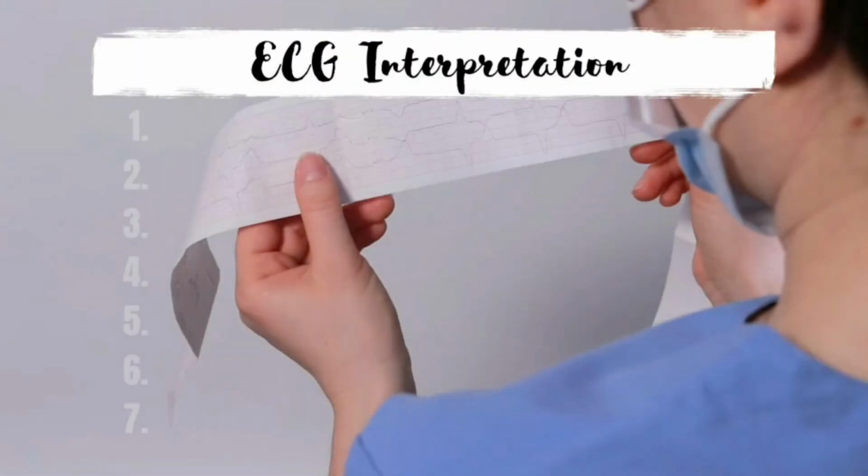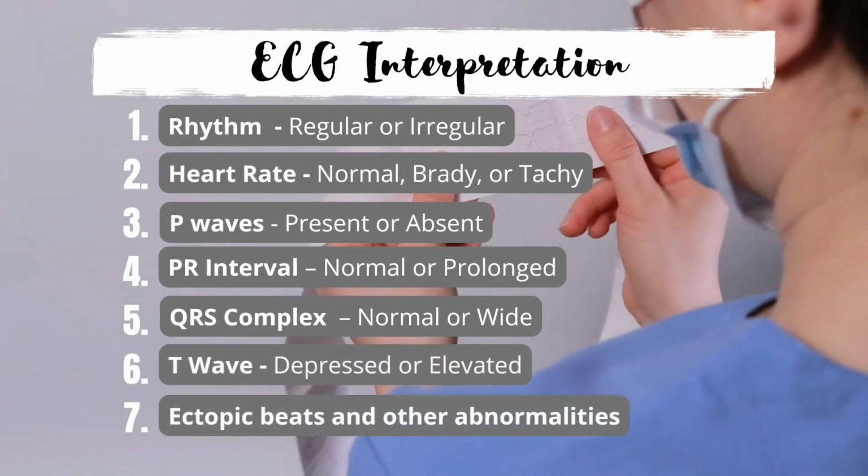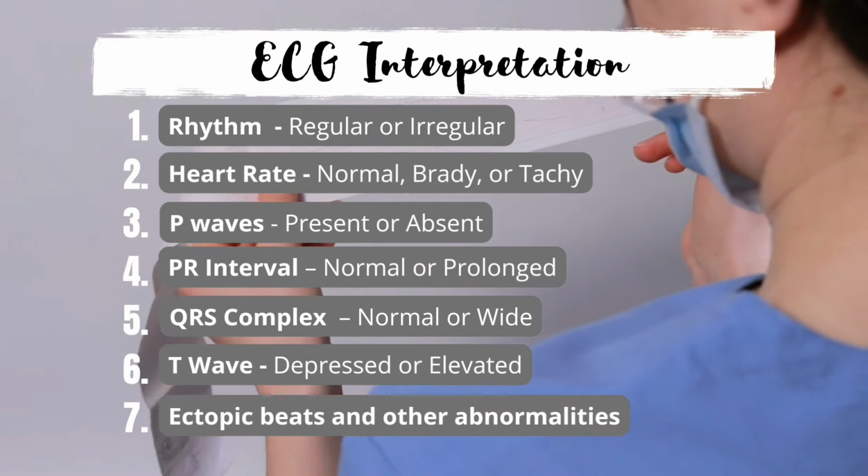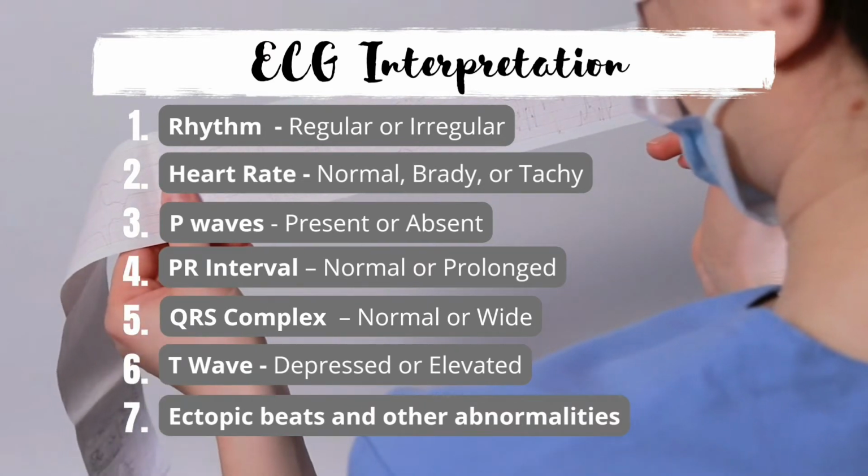Just a quick recap. Rhythm strip analysis requires a sequential and systematic approach. You may find a number of ways on how to do it. Generally, you will be able to interpret an ECG strip using the following steps. First, identify the rhythm, if it is regular or irregular. Then, determine the heart rate, if it is normal, brady, or tachy. Third, identify and examine the P waves, if they are present and upright or absent.